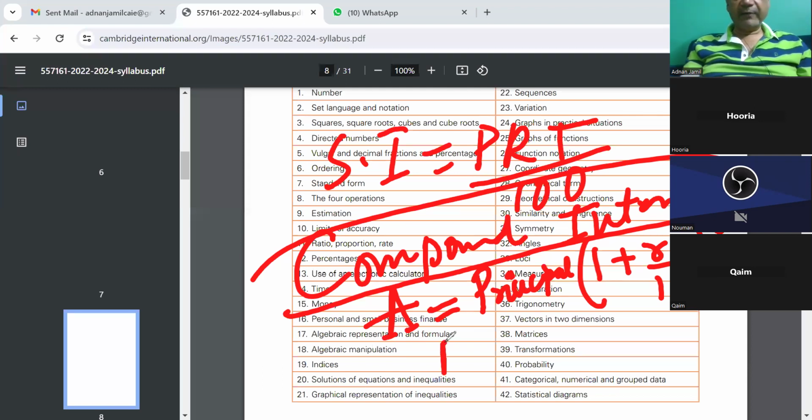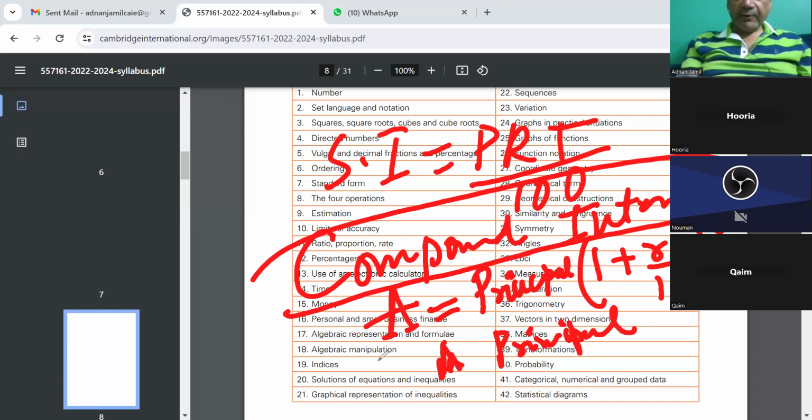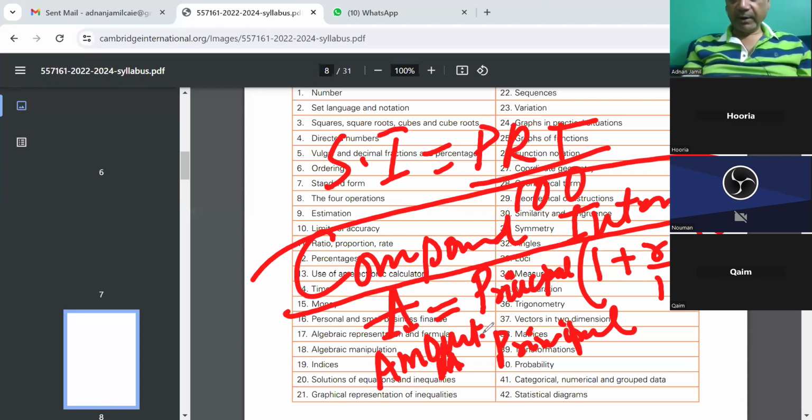What will we have to do? We have to find out the compound interest. The principal amount will be subtracted from the amount which you are getting from the formula. Amount minus the principal, and that will give you the value of the compound interest which you have got.